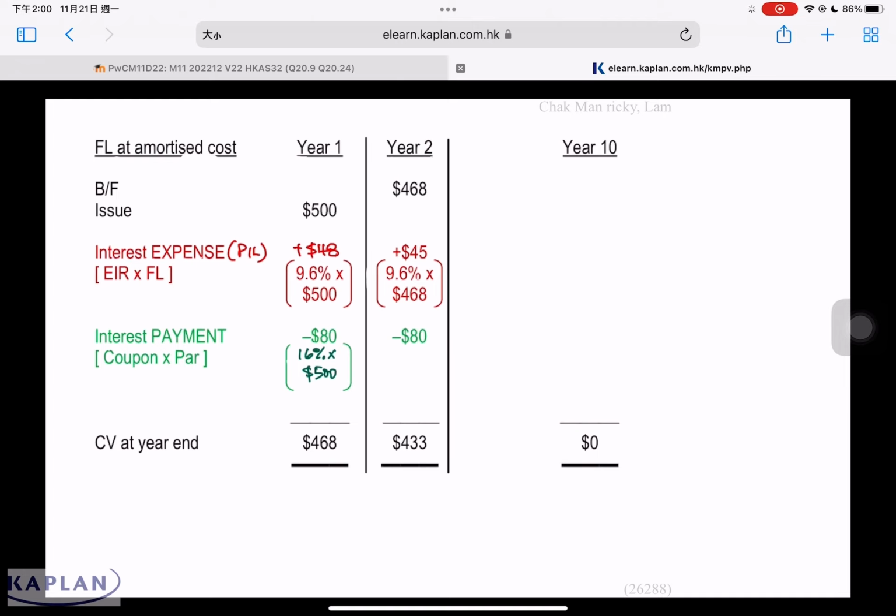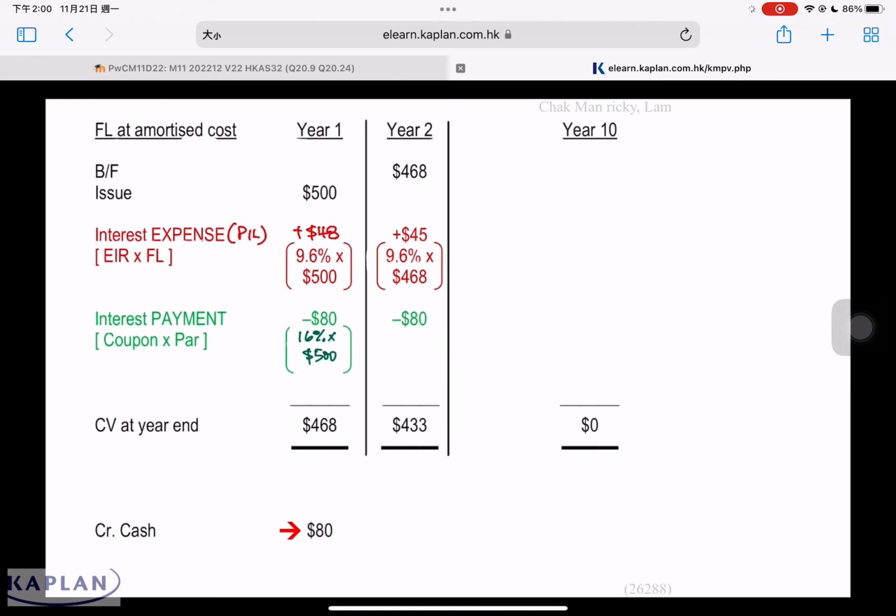In the first year, we have to credit cash. The cash we pay every year is 80. And we have to debit interest to P&L, 48. Of the $80 we pay, 48 is paying for interest. How much are you paying for the loan? Financial liability is 32. This 32, we call the amortized cost adjustment. We'll discuss this later on. That is the first year.